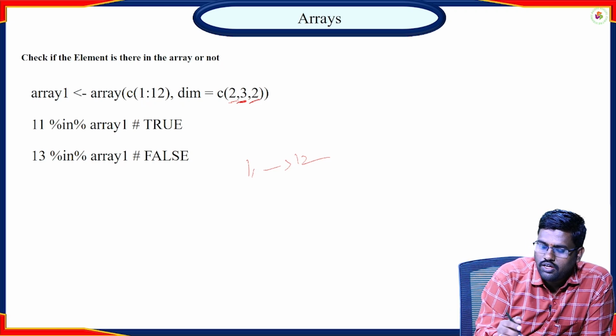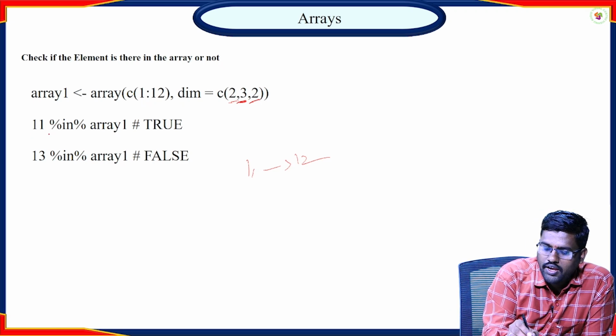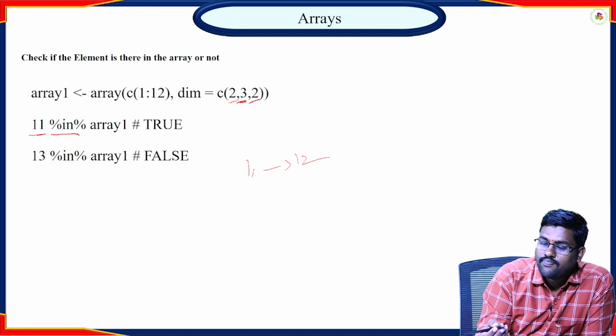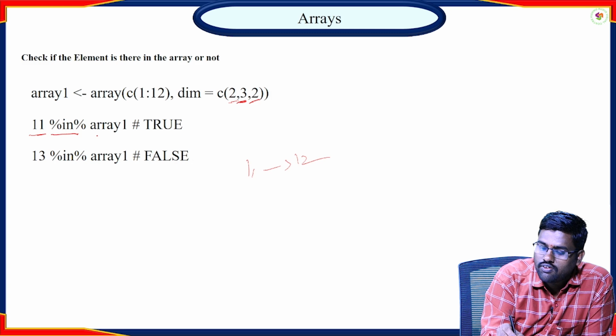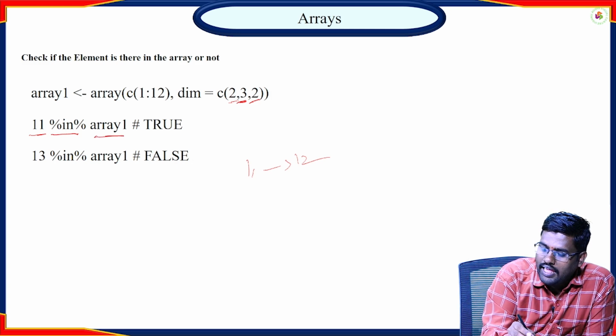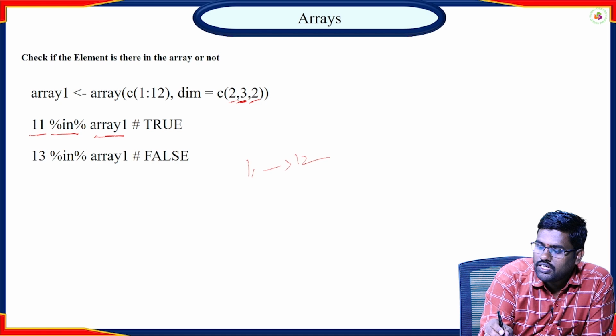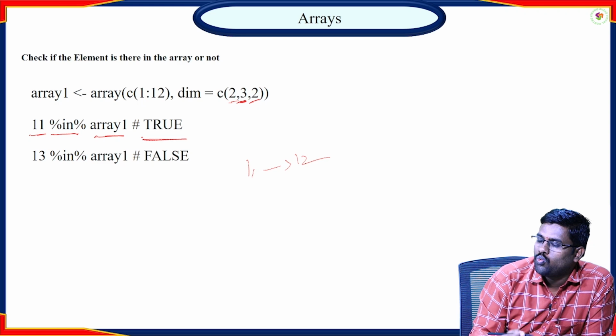Now see, this is our variable value. Percent in percent, that means within that array, this is our variable name. So is 11 available in array 1 or not? We already have numbers 1 to 12 there. So 11 is available between 1 to 12. That's why the output will be TRUE.